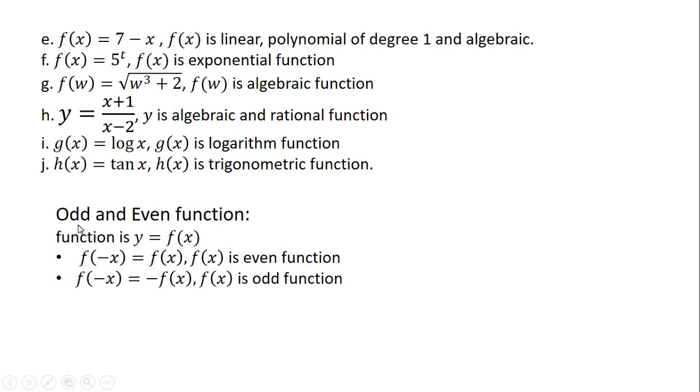Now we will discuss odd and even functions. In simple words, we have the function y equals f of x, or f of x equals x, many functions, but we have to know which function is even or which function is odd. If f of minus x equals f of x, then the function is even. If f of minus x equals minus f of x, then the function is odd.